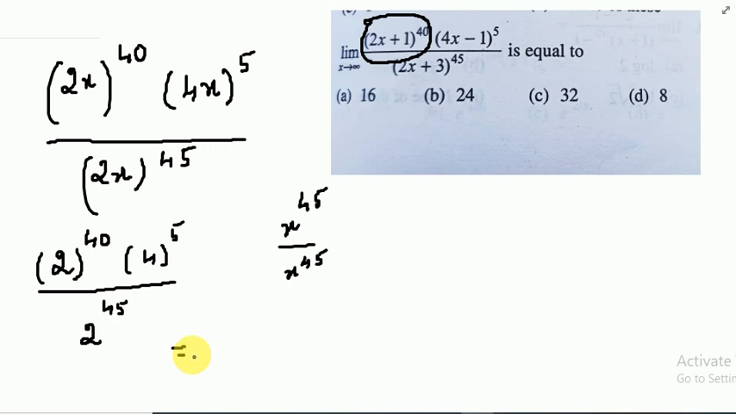Now, if you simplify this one, 2 raised to 40 and 2 raised to 45, the denominator will be 2 raised to 5. Numerator will be 4 raised to 5, which means 2 raised to 10. 4 raised to 5 is 2 squared raised to 5. Hence, it is 2 raised to 10. So, 2 raised to 10 divided by 2 raised to 5 will give you 2 raised to 5. 2 raised to 5 is equal to 32.